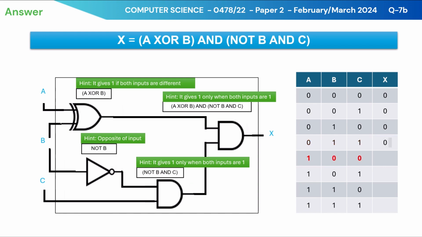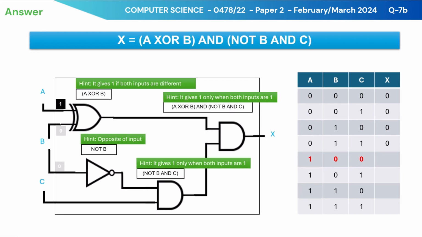Perfect. Let's move to the next set of inputs, where A is 1, B is 0 and C is 0. 1 XOR 0 will be 1. Then NOT 0 will be 1. Then 1 AND 0 will be 0. Lastly, 1 AND 0 will result in 0, which is the answer.